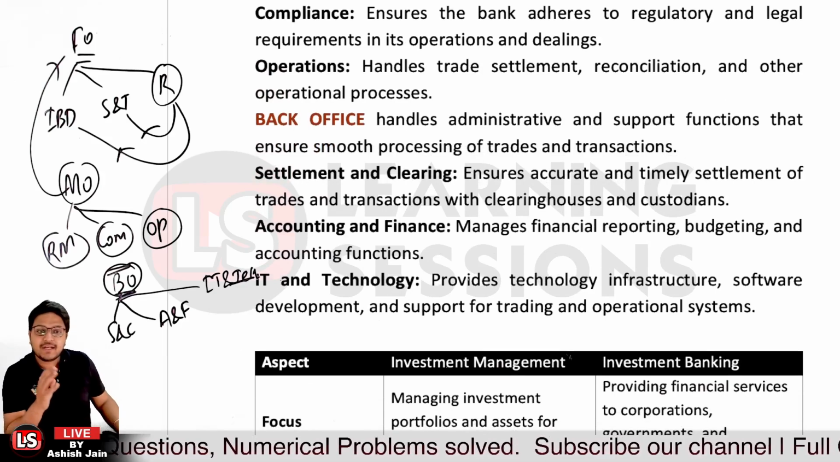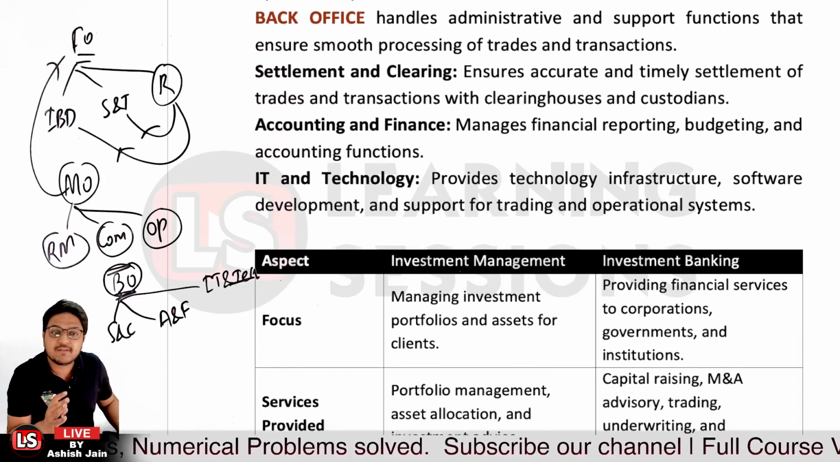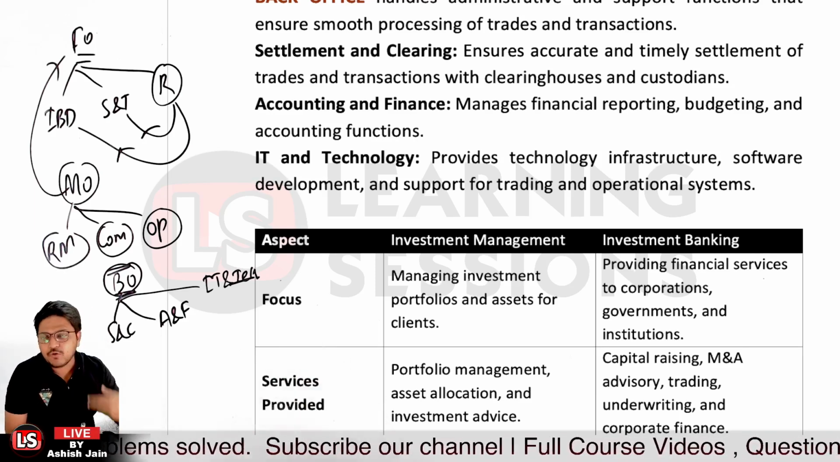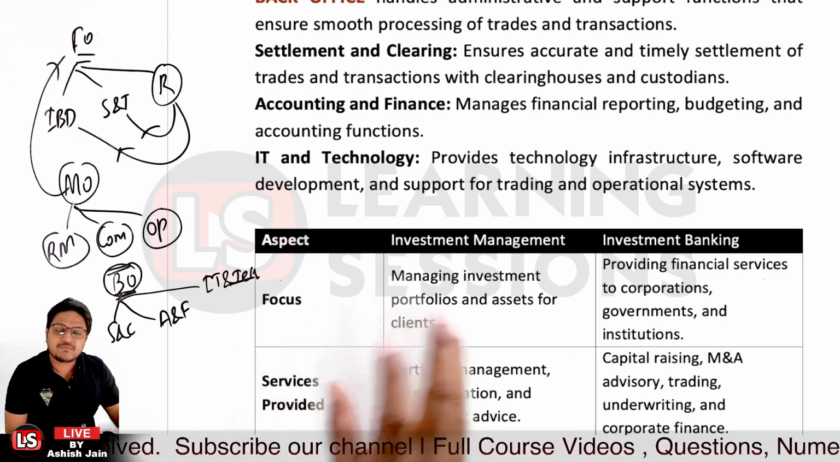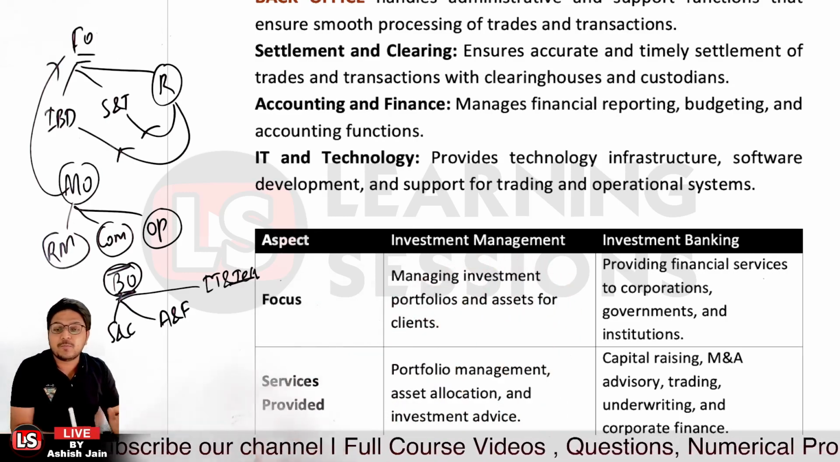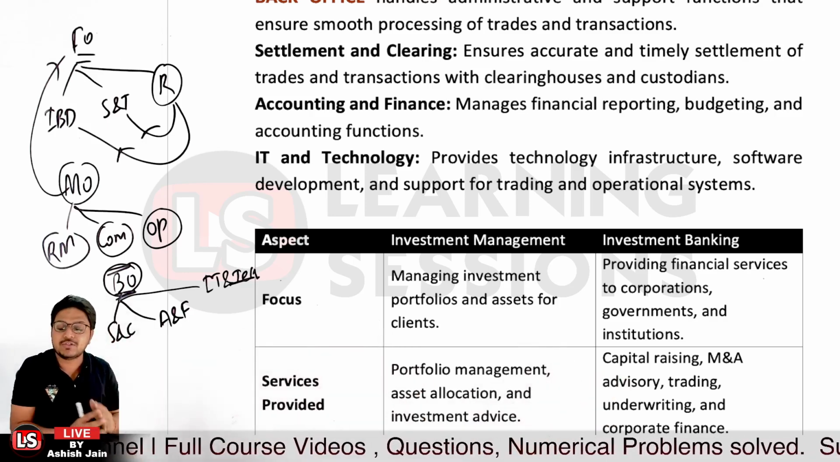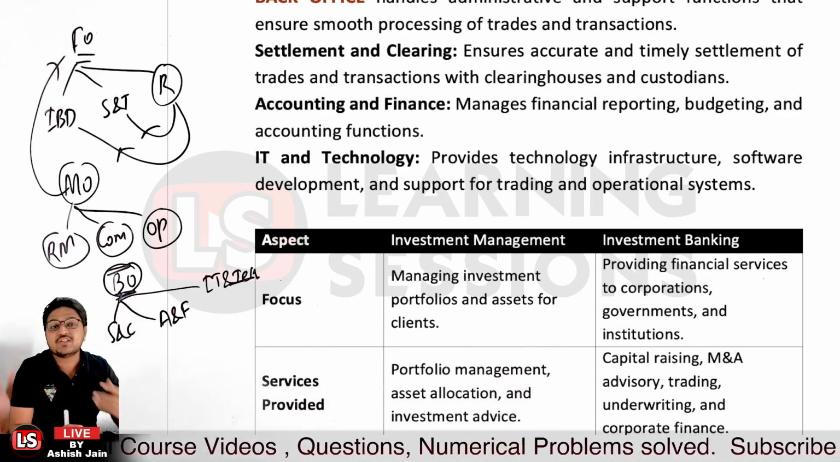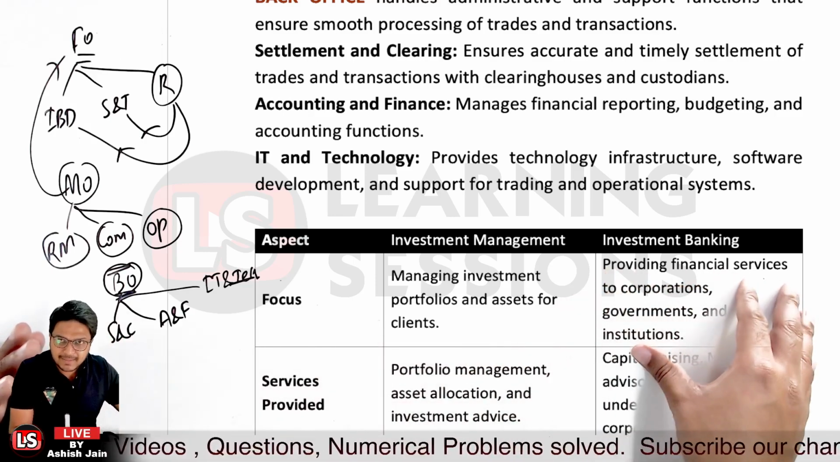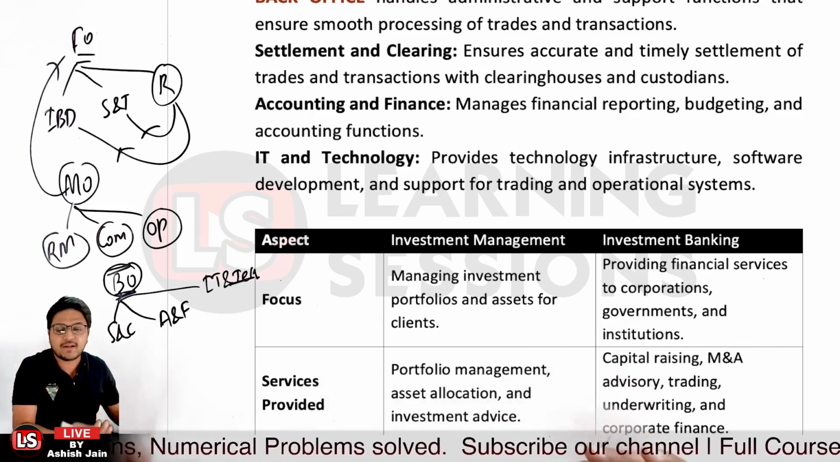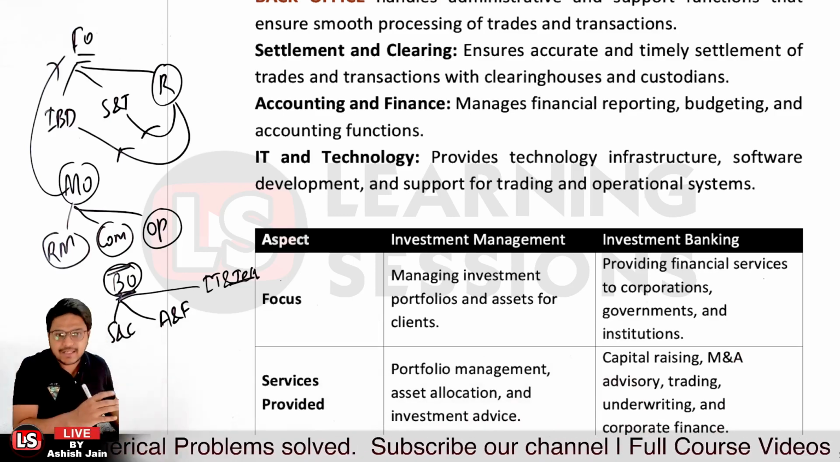Okay, after that, let's understand the differences between investment management and investment banking. I told you previously, investment management is a professional, strategic method by which professionals provide services to individuals and corporates so as to manage their investments. Whereas investment banking helps in M&A, capital raising, advisory services, corporate finance services, and underwriting services, right?